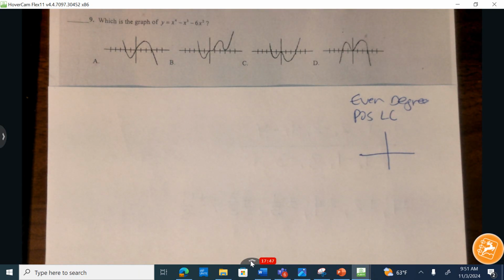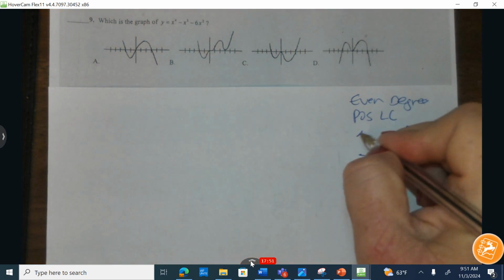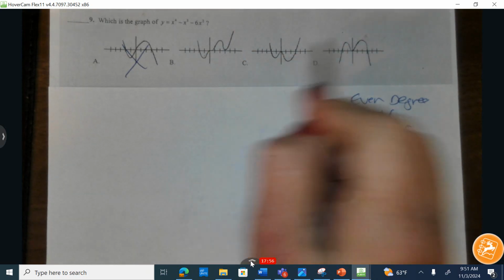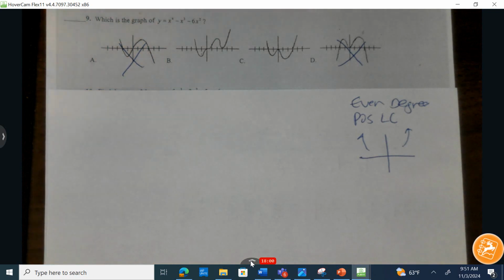I don't know where he is. Okay, so that is up on the right and up on the left. That's not the case. Okay, it could be this one. It could be, okay, so now I have 2 choices and I have to decide which one is it. What do I do next?